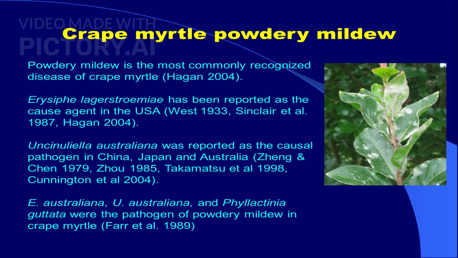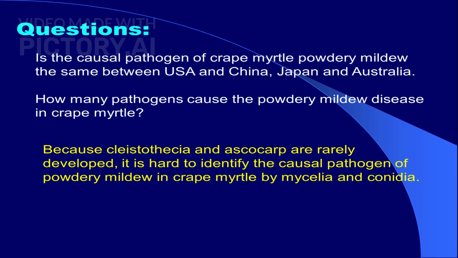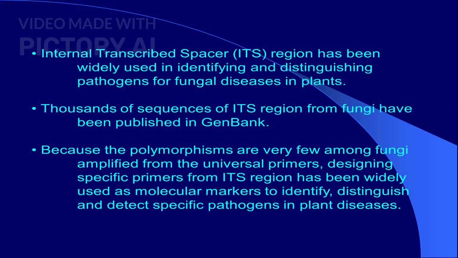Powdery mildew is a widespread disease in crape myrtle, with various pathogens identified across different regions, including the USA, China, Japan, and Australia. We explore whether the causal pathogen of crape myrtle powdery mildew is consistent across regions and how many pathogens are involved, given the challenges in identification. The internal transcribed spacer, ITS region, is crucial for identifying fungal pathogens in plants, with thousands of sequences available in GenBank for research and analysis.